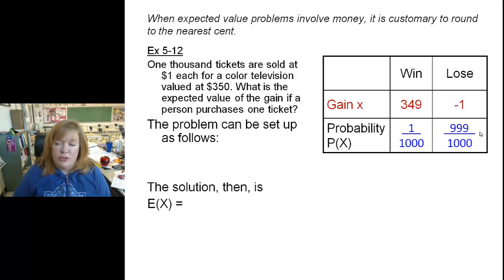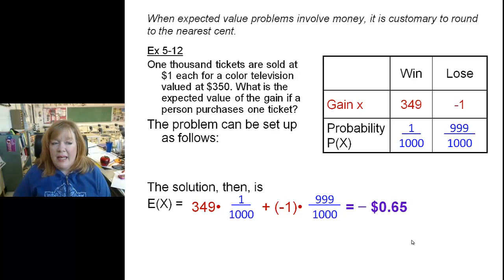So then the solution, you just plug it into the theoretical mean formula. 349 times 1 over 1,000, plus negative 1 times 999 over 1,000. You add them up, bada boom, bada bing, negative 65 cents. So that's your expected value. It's not the actual value if you lose, but that's what you can expect to lose if you play $1.